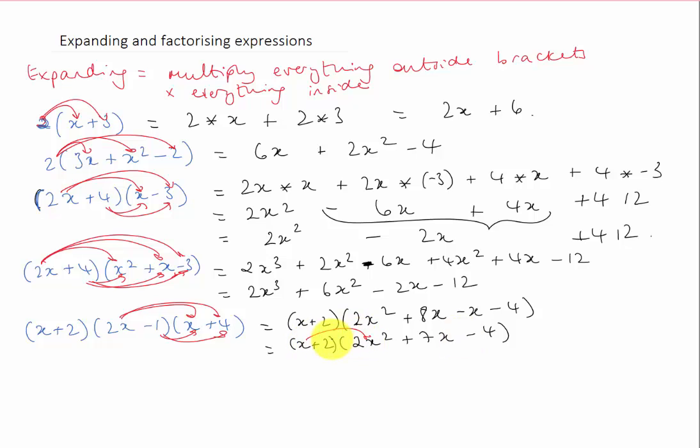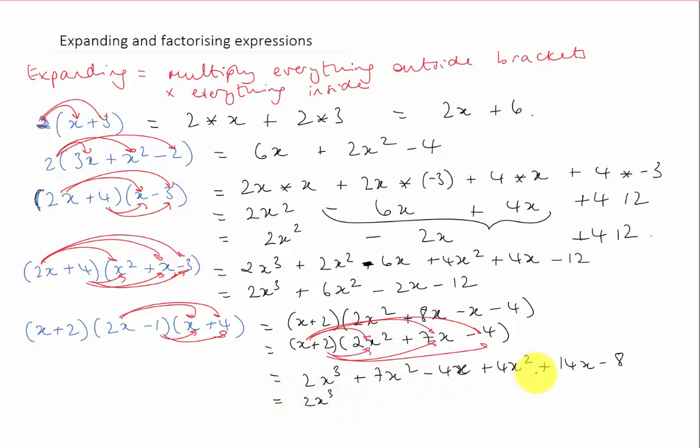Then same thing. So that would give us 2x cubed plus 7x squared minus 4x plus 4x squared plus 14x minus 8. So that gives it altogether 2x cubed plus 11x squared plus 10x minus 8. Okay, so you just have to have some patience, but it's the same process.